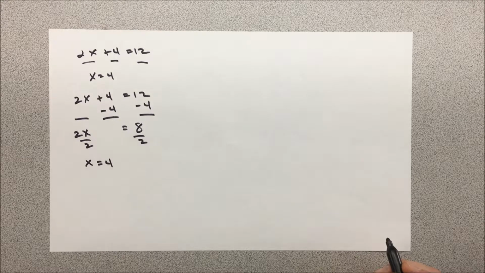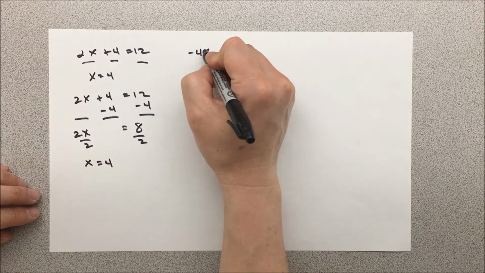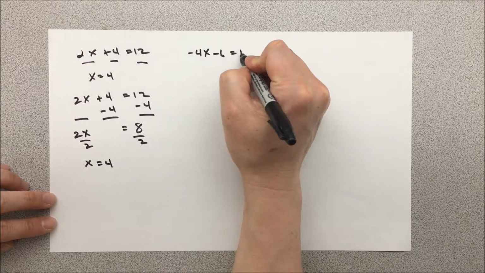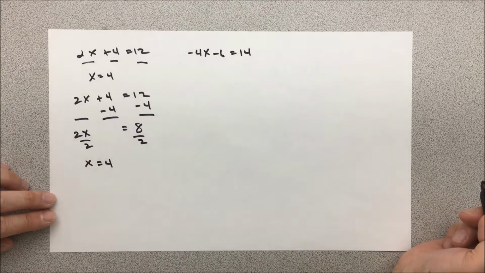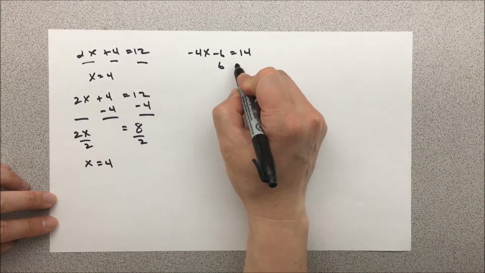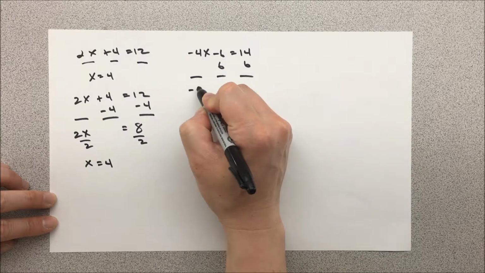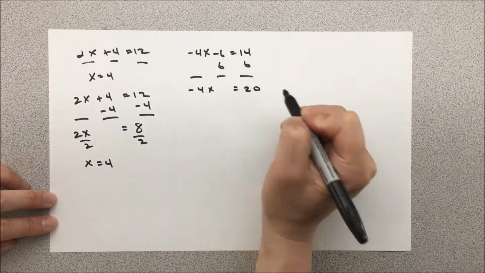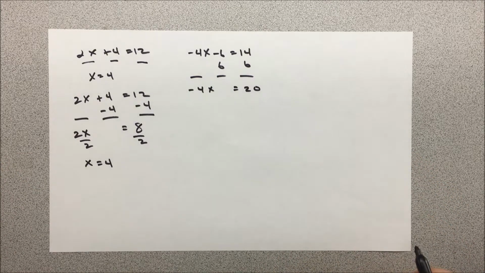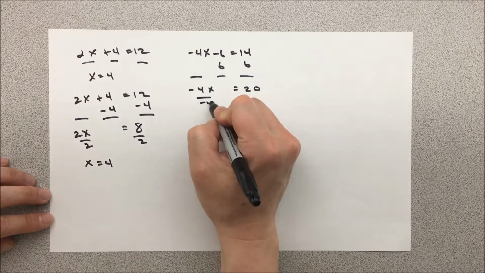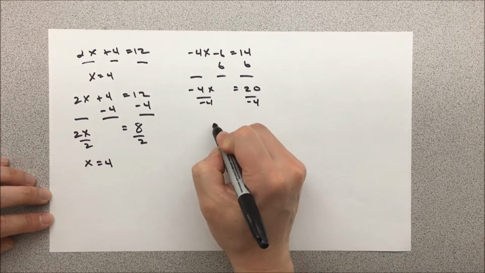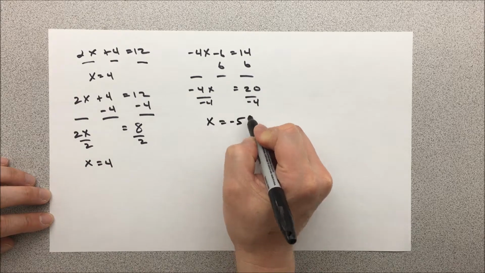What if we have a negative variable or a number? For example, negative 4x minus 6 is equal to 14. I can add 6 to both sides. So therefore, I have negative 4x is equal to 20. This looks a little strange, but I can divide both sides by negative 4 to get that x is equal to negative 5.